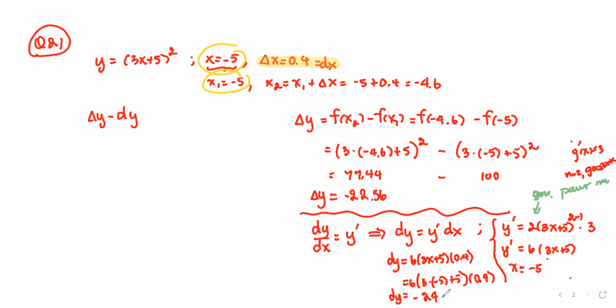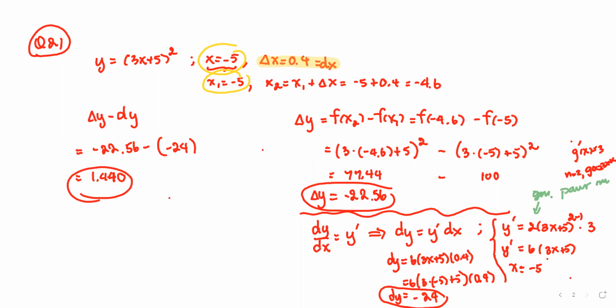So we got dy equals negative 24 and delta y negative 22.56. And we place into the main part of the problem here: delta y, negative 22.56, minus the dy, negative 24. And the answer comes out to be what? Oh, I think I'm wrong on the y prime, because on that part I distributed before I blocked the negative 5. So we cannot distribute. So the answer is 1.440 to 3 decimal places.